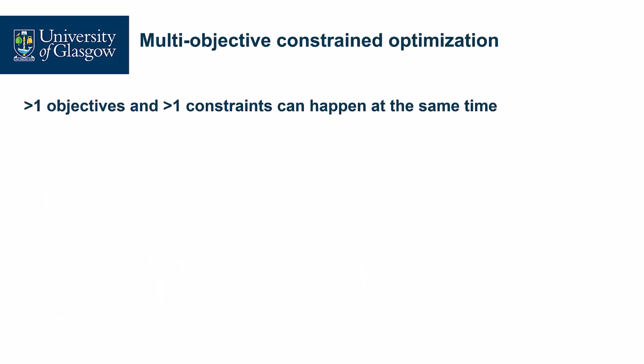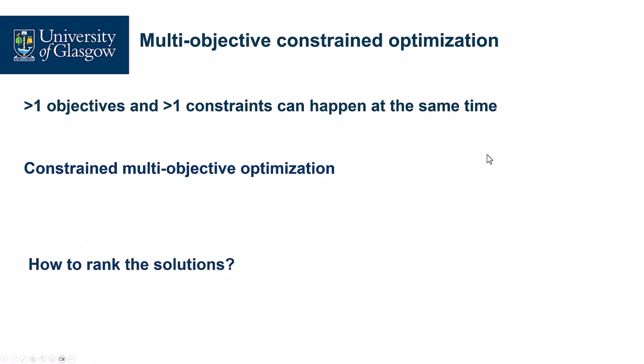So in multi-objective optimization, we have more than one objective, and it can also have more than one constraint. These two can happen at the same time. So the question is, for constrained multi-objective optimization, or multi-objective constraint optimization, anyway, how to rank the solutions? This is the question, how to rank the solutions?